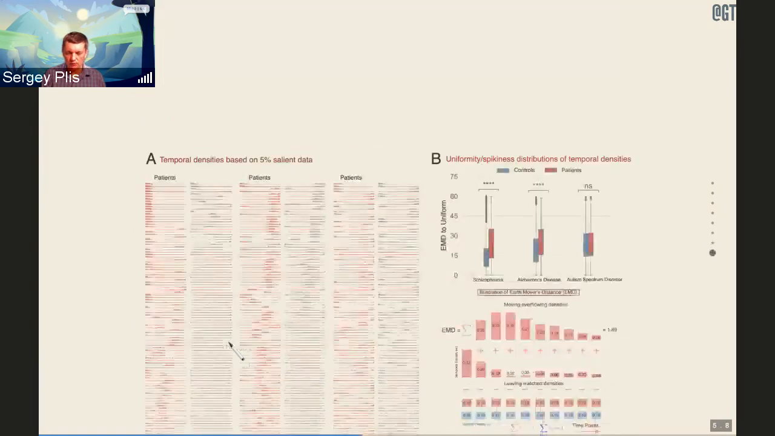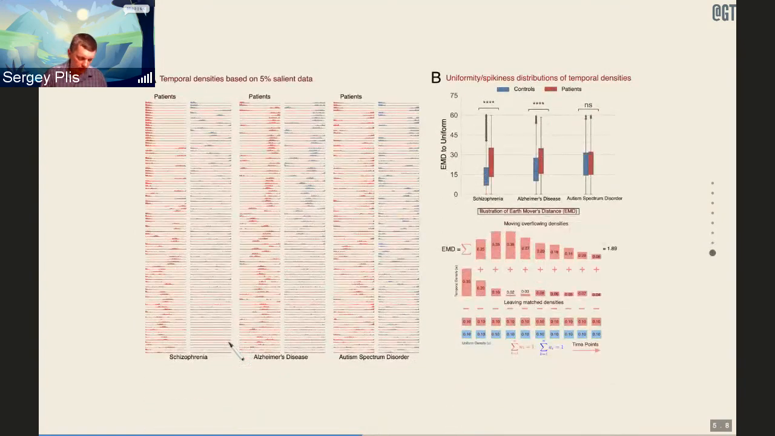Then we went further and asked the question, is the model always looking at a particular place in time? And we asked it because of things like here, right? There are multiple places in time. This is only time, the x-axis is time. And we have patients and controls for each of the three disorders that I mentioned.